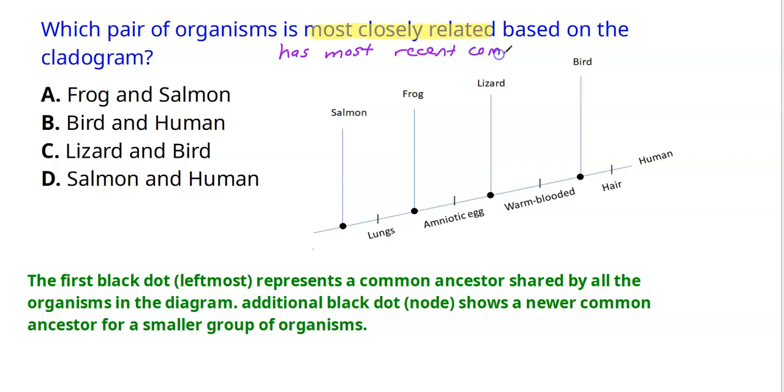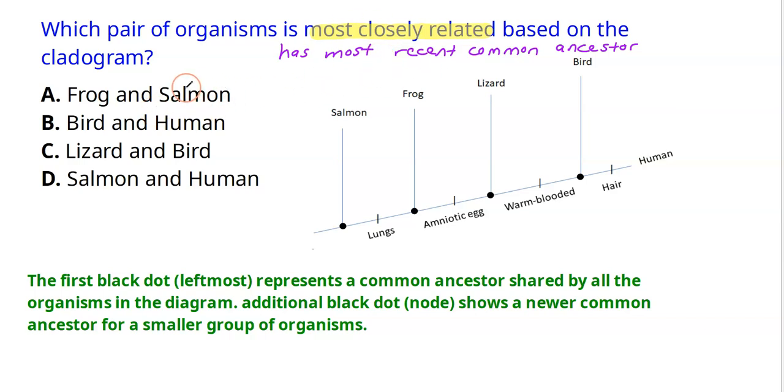I'm going to write that in there, because on the GED science test, it might ask it this way: which pair of organisms has the most recent common ancestor? Or it might ask, which pair of organisms is most closely related. Generally, these mean the same things for this type of question.